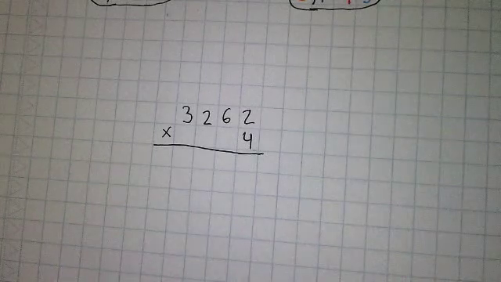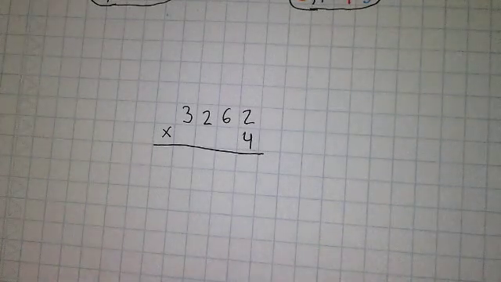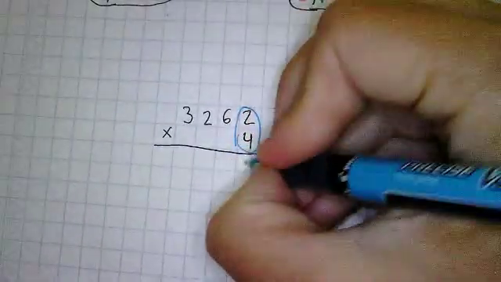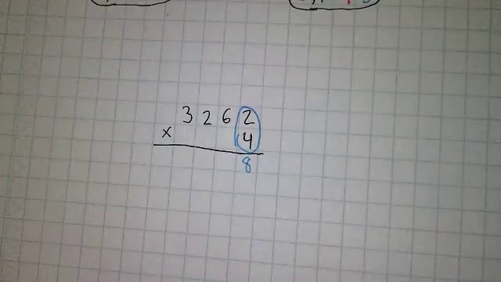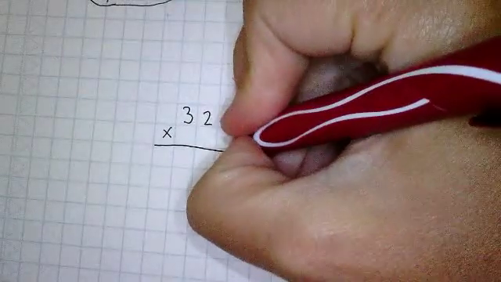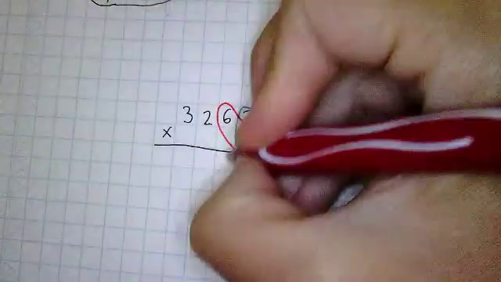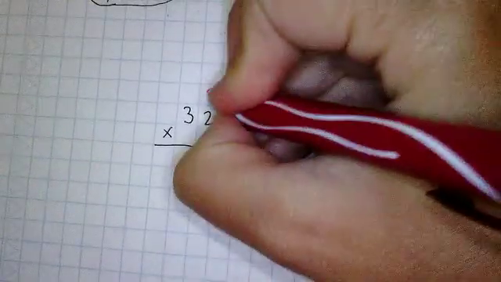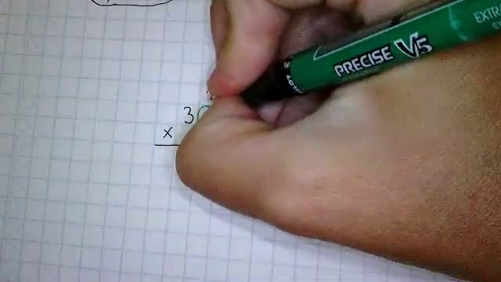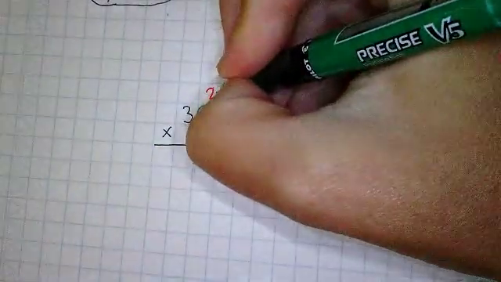Alright, so hopefully you did this problem already. You can check your work here. We're going to start in our ones column with 4 times 2. That's 8. Nothing to regroup, so we don't need to do that. Then we move to our next step, which is 4 times 6. That's 24. So my 4 goes here, my 2 goes up here. Then I can multiply 4 times 2. That's 8. Don't forget to add your 2, okay?